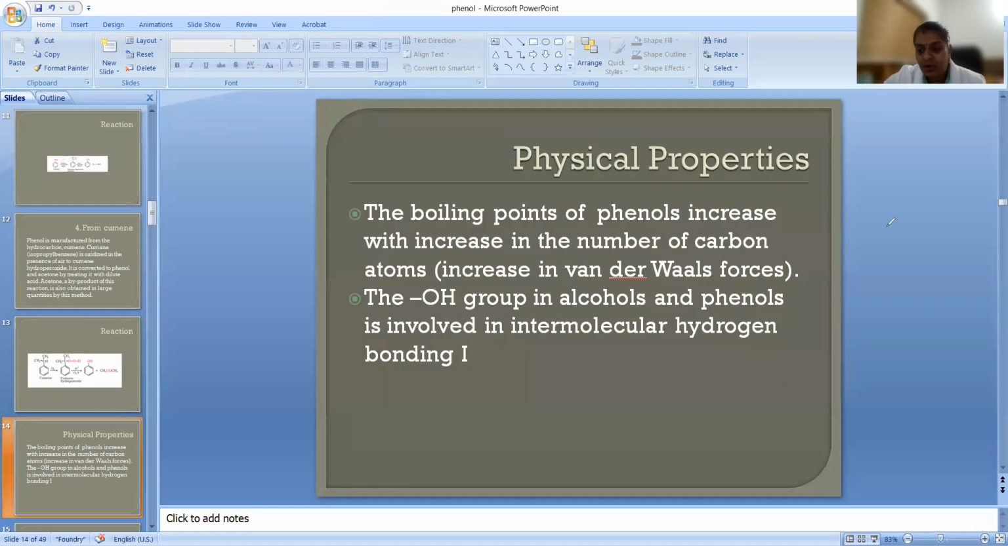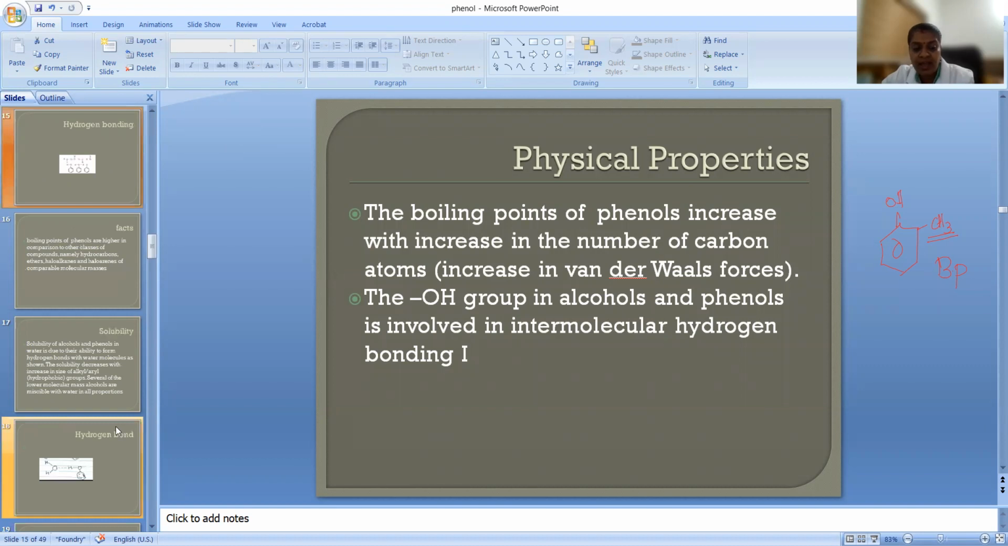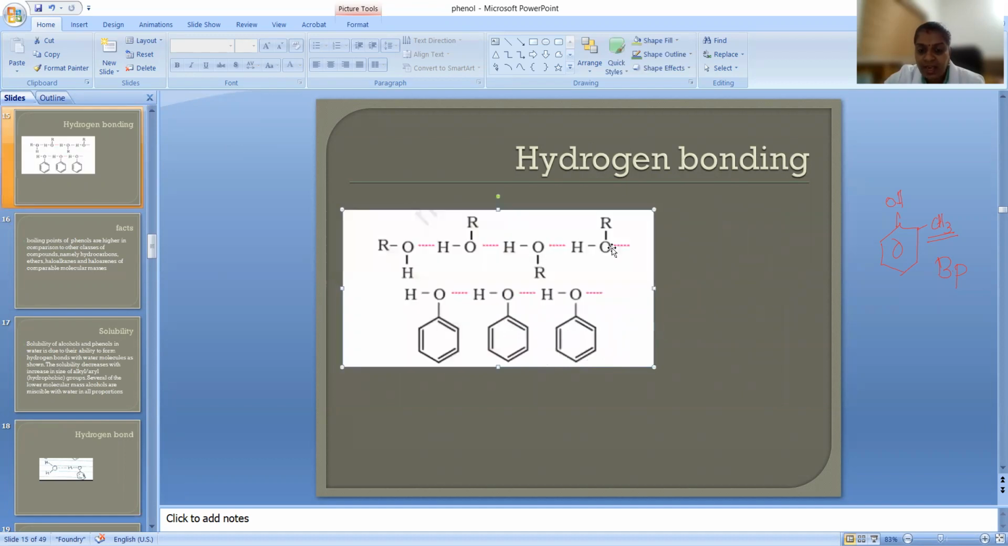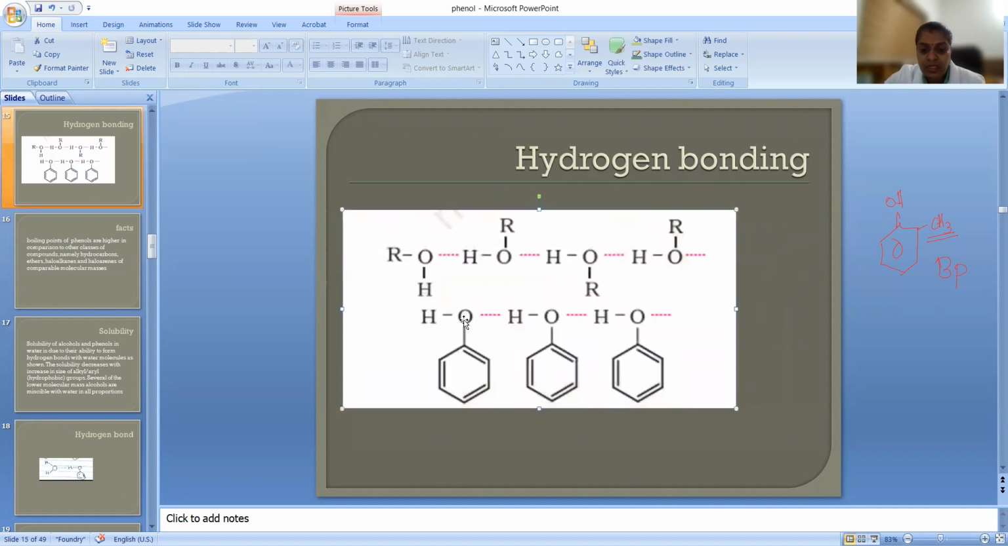If you take phenol, this is phenol. If there is any side chain like CH3, and the number of carbon atoms increases, the intermolecular force of attraction increases and also the boiling point increases. Phenol, as we know, has hydrogen bonding, just like alcohol. Between phenol molecules also, hydrogen bond is there.